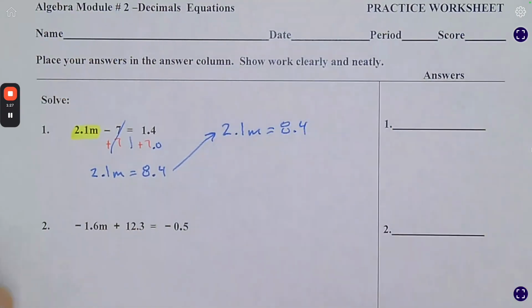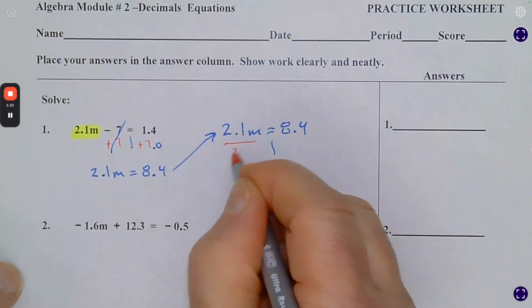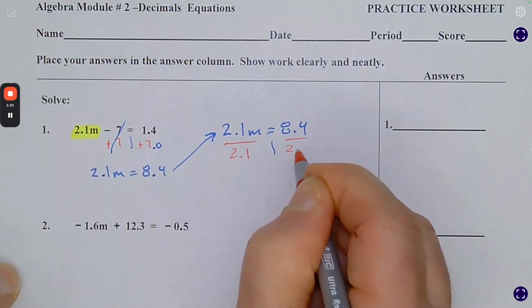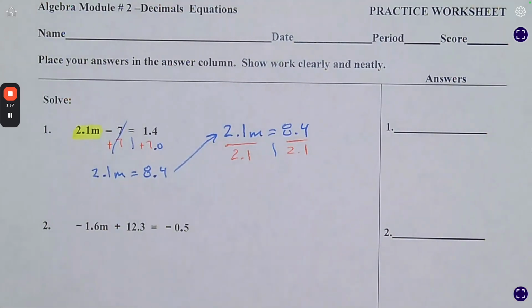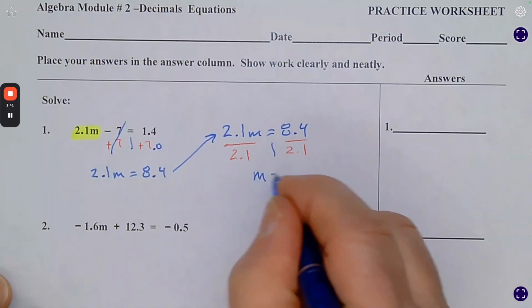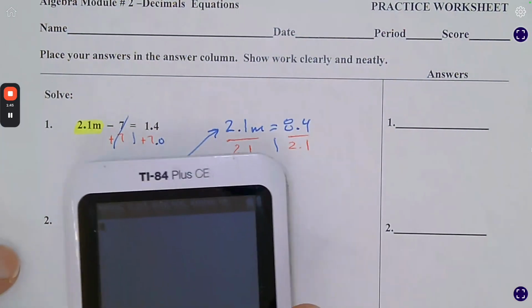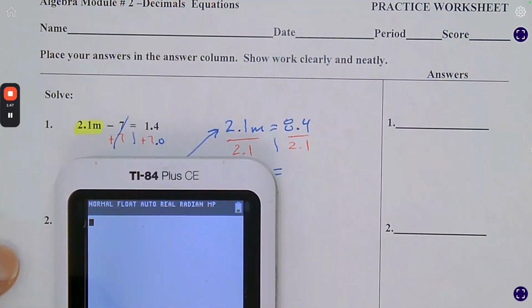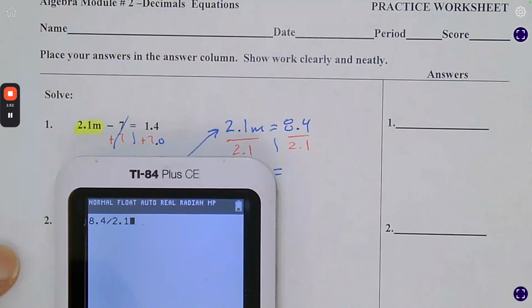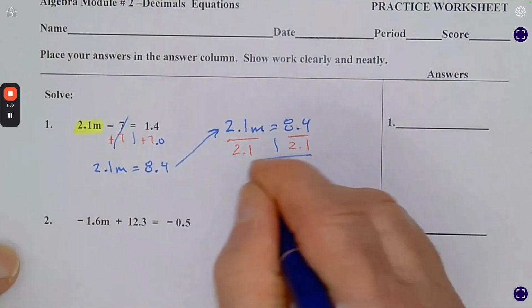Now I treat this just like if it was a non-decimal. So I'm still going to divide by that number in front because I know if I divide something by itself, it always equals 1. So 2.1 divided by 2.1 is 1, so that's 1m. 8.4 divided by 2.1, I believe, is 4. Let's find out. It is 4. So that's it. We're done.